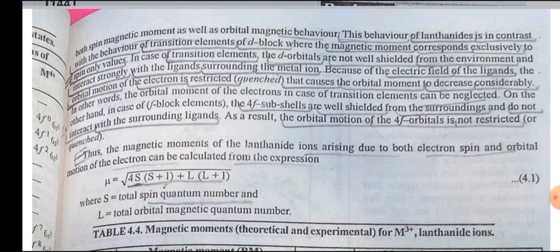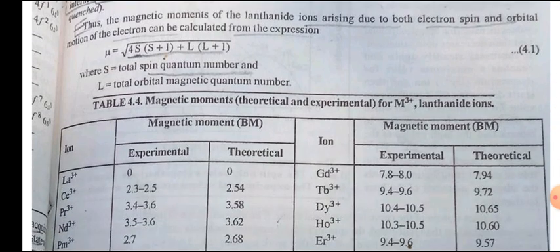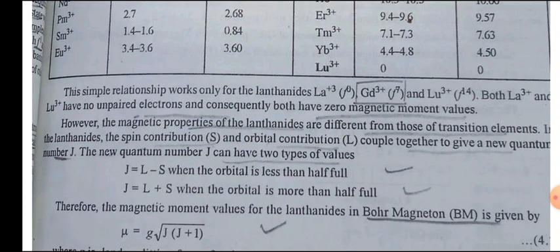Thus, the magnetic moment of the lanthanide ions arising due to both electron spin and orbital motion of the electron can be calculated from the expression, where S is equal to the total spin quantum number and L the total orbital quantum number. Table 4.4 shows magnetic moments. This simple relationship works only for the lanthanides. Both La3+ and Lu3+ have no unpaired electrons and consequently both have zero magnetic moment values.